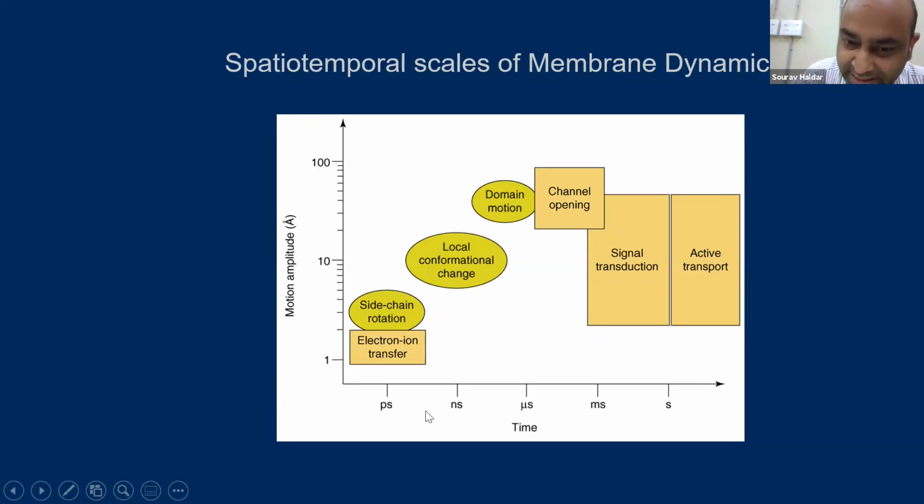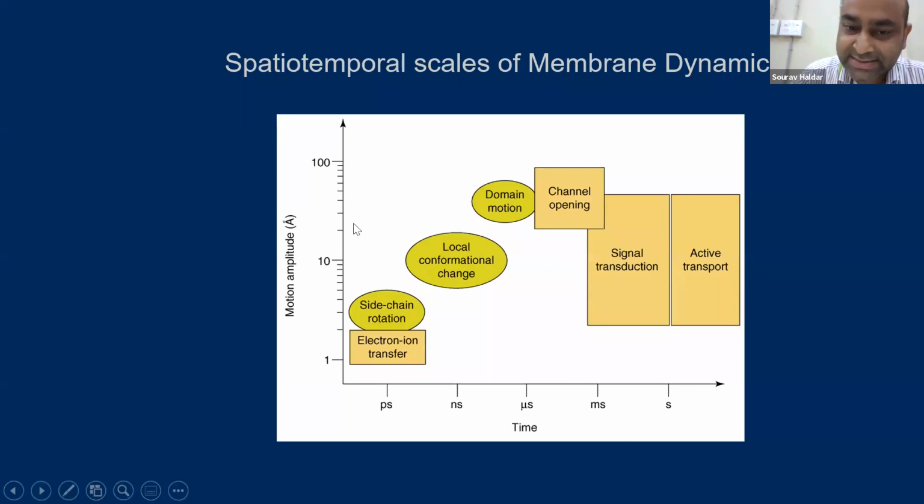But as you gradually increase the time scale of this motion, for example, local conformational change or domain motion, all the way from nanosecond to microsecond, you also see that the motional amplitude, that means the repercussion of those dynamic features, is also propagated over a wide range of spatial scales. Similarly, even if we go into a higher temporal domain, for example, millisecond to microsecond, the motional magnitude has also increased all the way up to 100 angstrom.